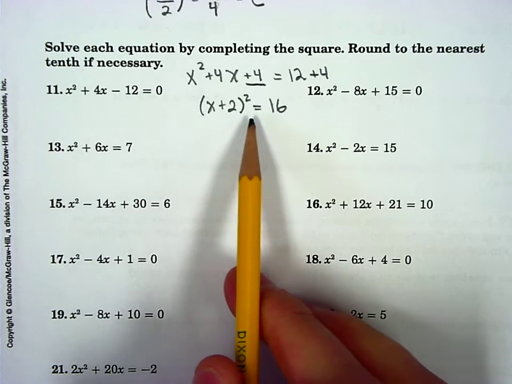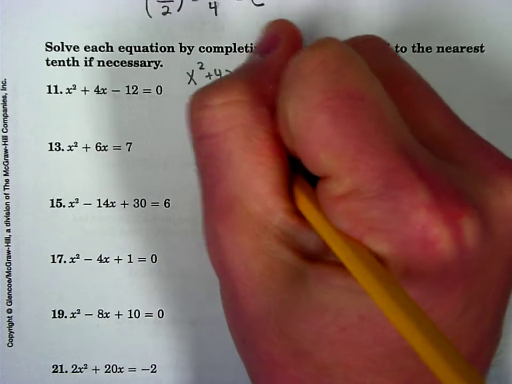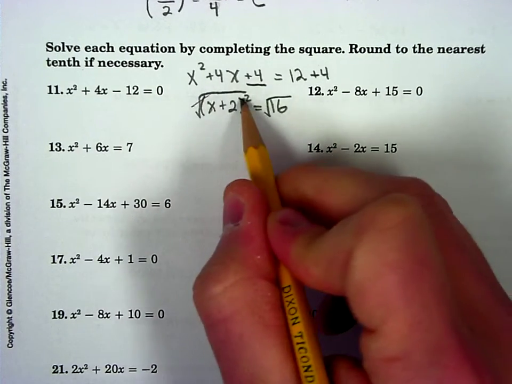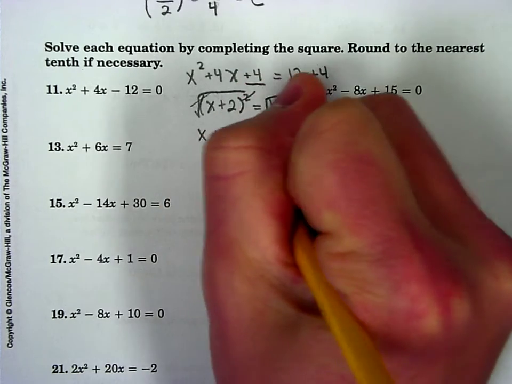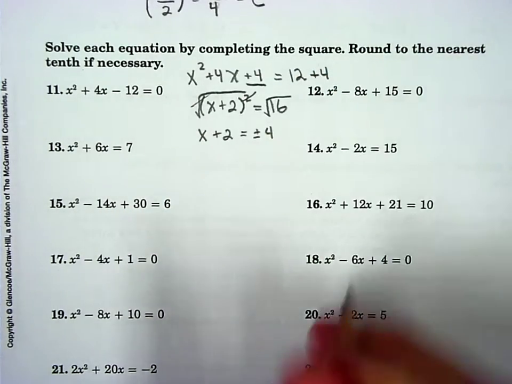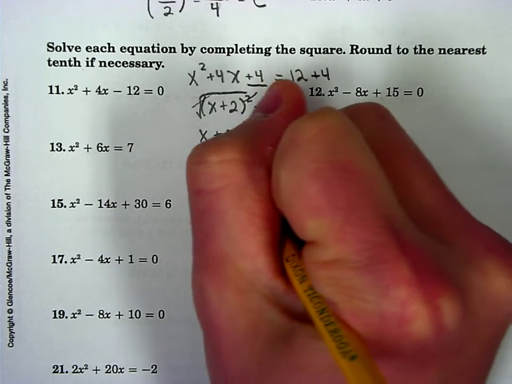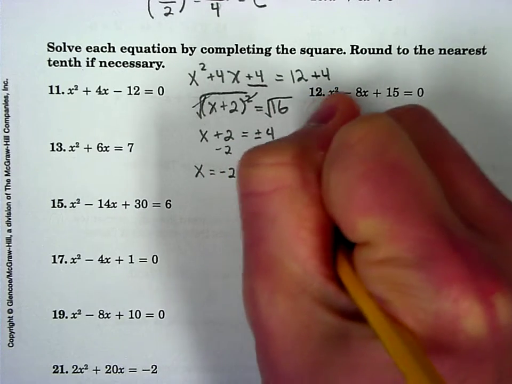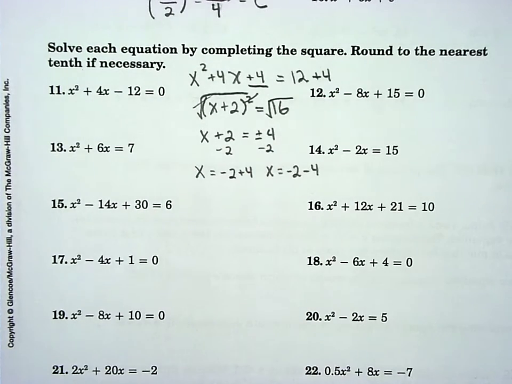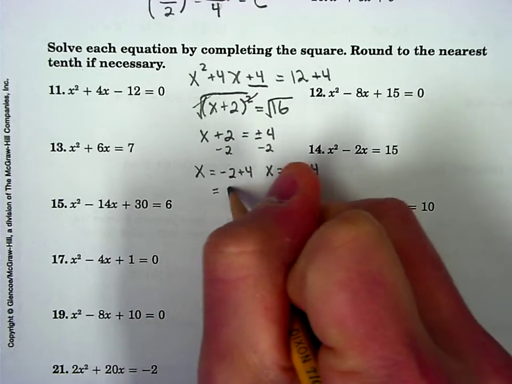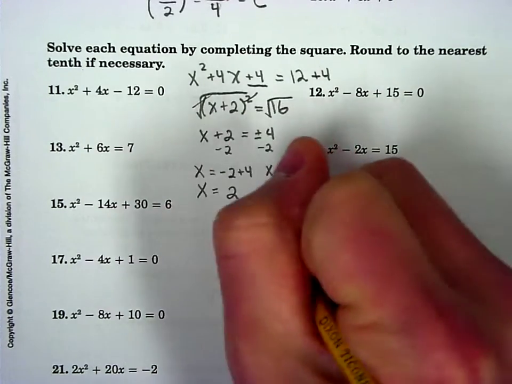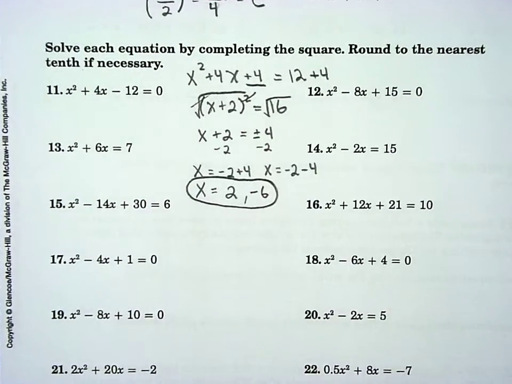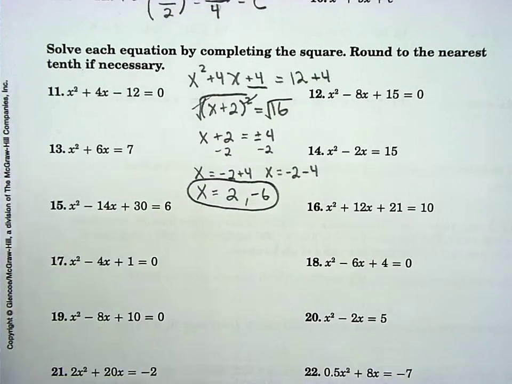And this is actually extremely convenient, because when I take the square root of both sides, 16 is a perfect square. So the square and the square root cancel out. We're left with just x plus 2 equals plus or minus 4. So move the 2 over. So I have x equals negative 2 plus 4 and x equals negative 2 minus 4. And negative 2 plus 4 is positive 2. So x equals positive 2, and negative 2 minus 4 is negative 6. So those are my answers, and that quadratic was solved by completing the square.